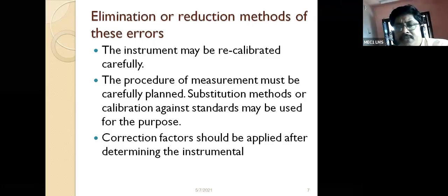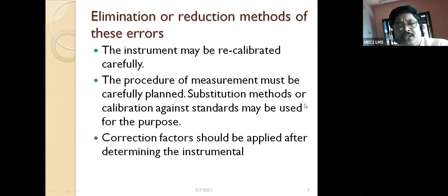So if there is a defect, we have to make it correct, or we have to go for maintenance of that particular instrument. The procedure of measurement must be carefully planned. Substitution methods or calibration against standards. We have to go for some standards. Against standards, against the true values, reference values, we have to calibrate.